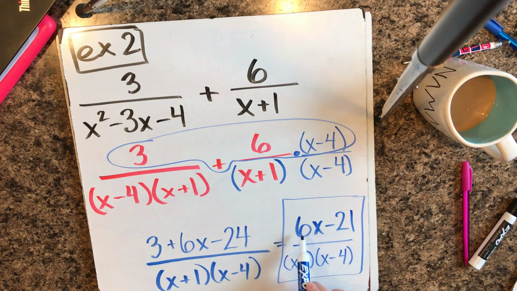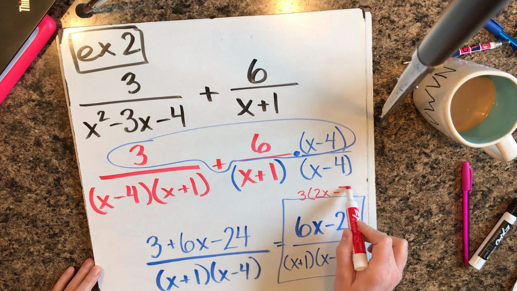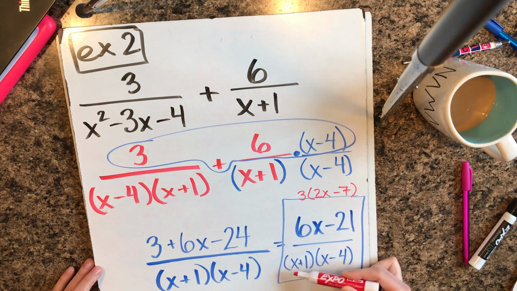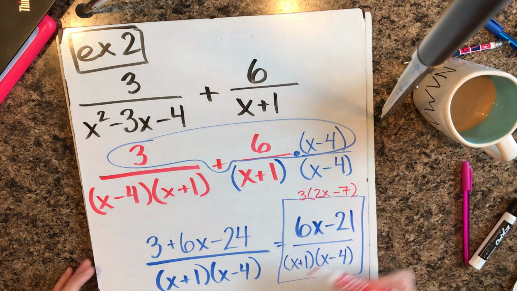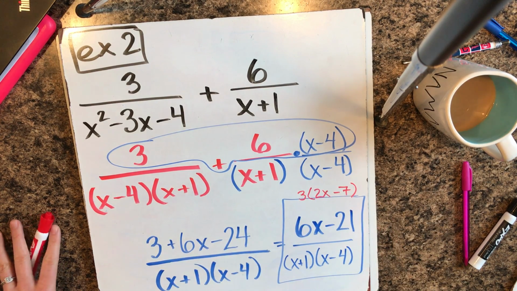What is common to both a 6 and a 21 is 3. So it would be okay if you wanted to simplify or factor out a 3. In this case, it's not necessary. Okay, and the reason it's not necessary is 2x minus 7 doesn't match with any of the bottom factors. We can't cancel it out. Okay, so we have our final answer for example 2.